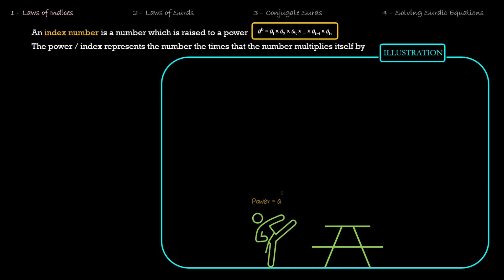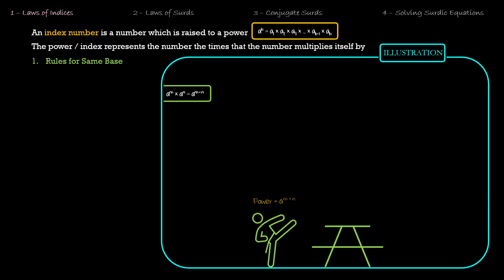The first rule in indices is a to the power of m times a to the power of n equals a to the power of m plus n. Imagine that you want to drink m number of drinks. This will give you a to the power of m, as shown. Then assuming that you want to drink another n number of drinks, you will just have to add on to the m number of drinks that you have consumed earlier on.